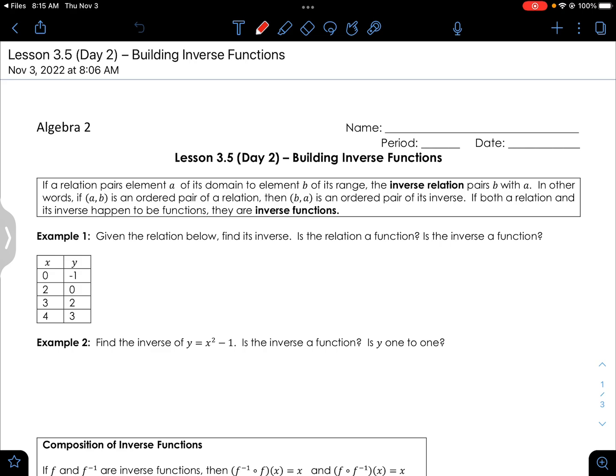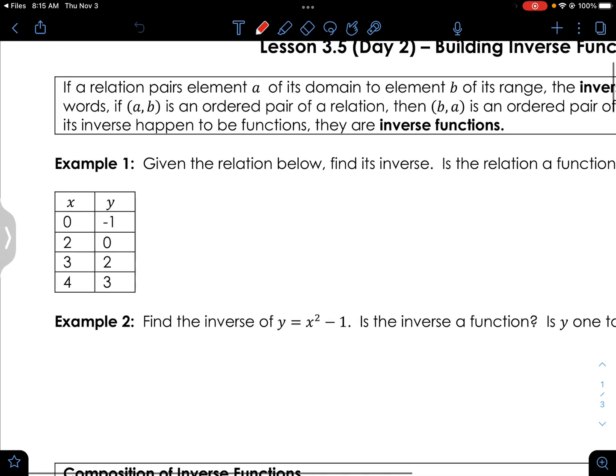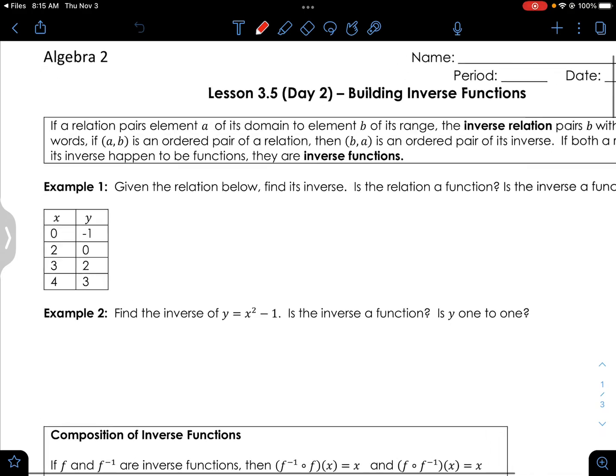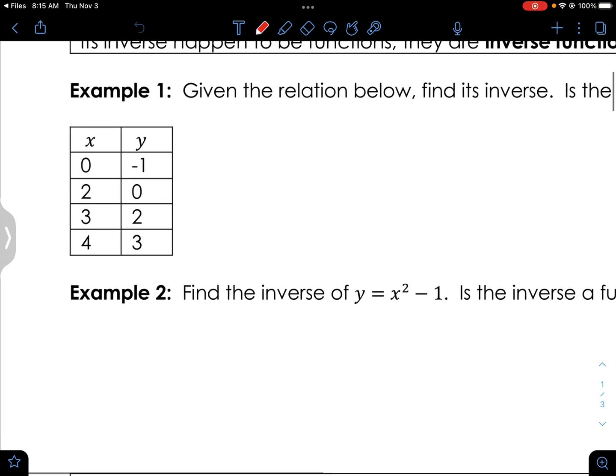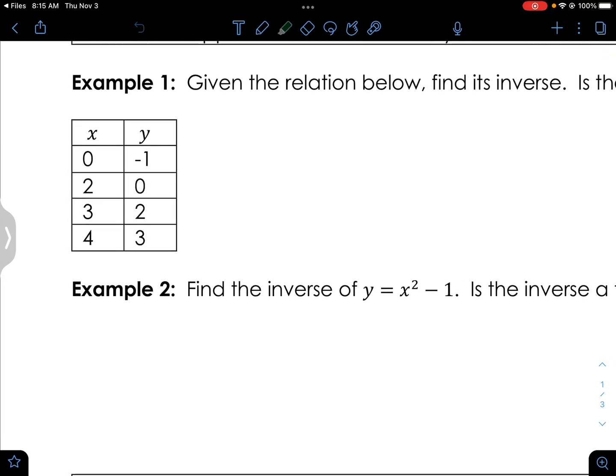So if we look at this first example, it says, given the relation below, find its inverse. Is the relation a function? Is the inverse a function? So if we look at this, first off, to determine if it is a function, we would look at the x values. We have 0, 2, 3, and 4. And so our first question would be, do each of these x values map to exactly one y value? The answer to that is yes. So this relation is a function because each x value maps to one y value.